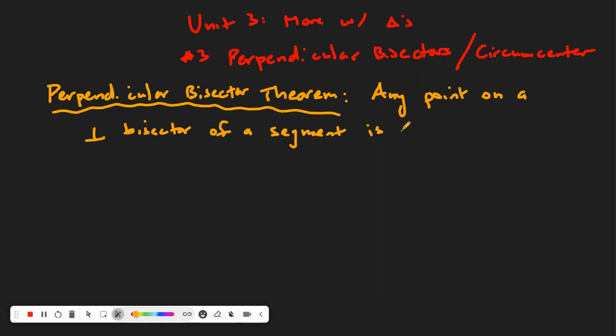is equidistant. And again, that just means equal distance. It's equidistant from the endpoints of the segment.